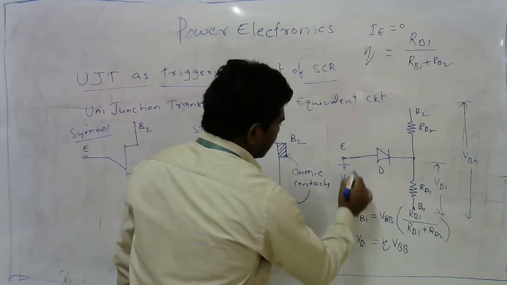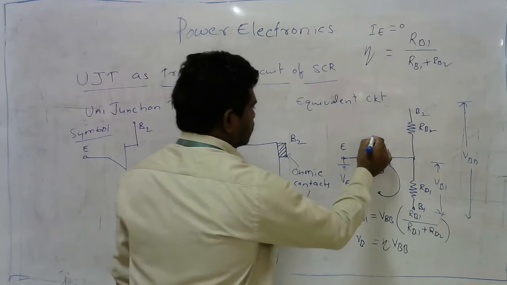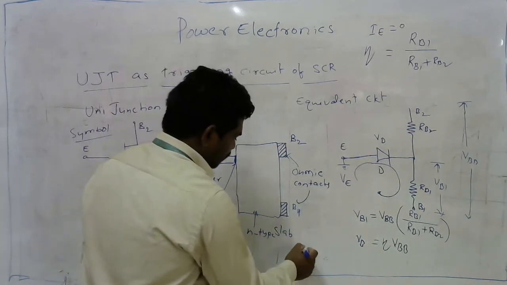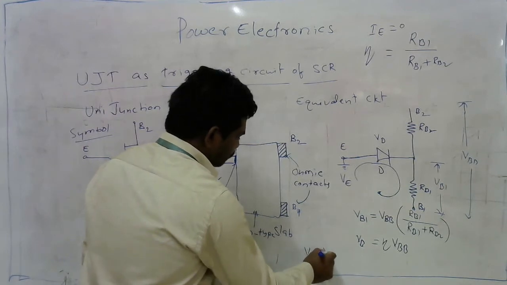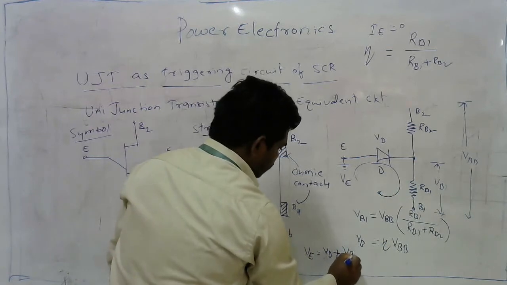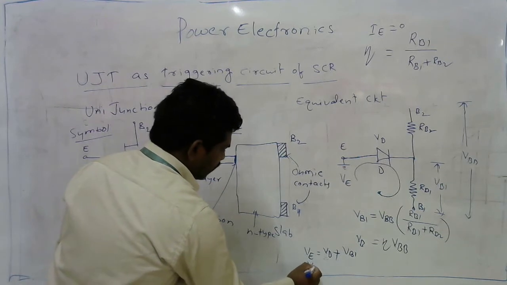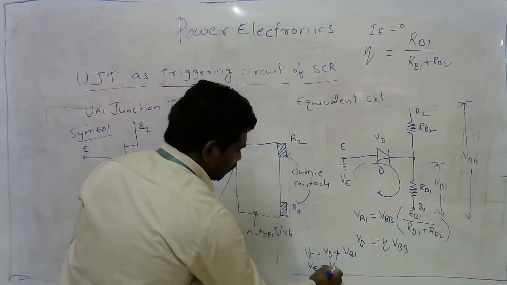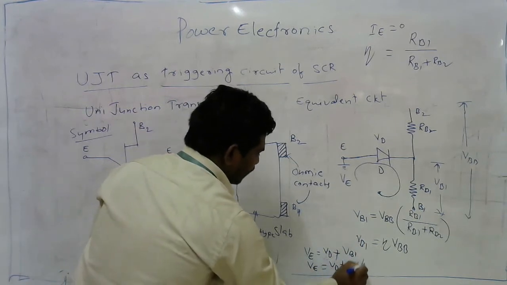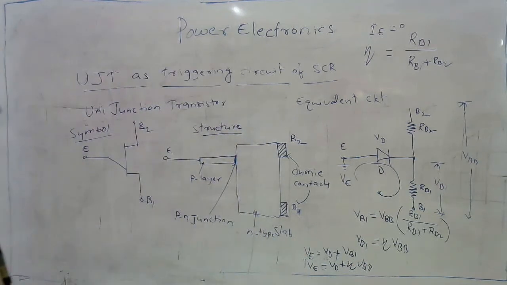With this, when you apply KVL here, this is the diode voltage drop. Then we can write one more equation: VE is equal to VD plus VB1, and VB1 is replaced by eta VBB. So VE equals VD plus eta VBB. This is a very important equation in the case of UJT.